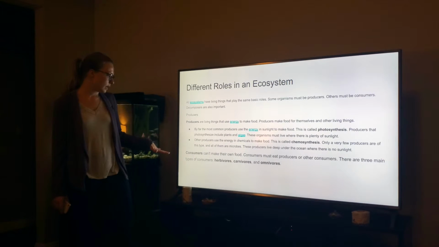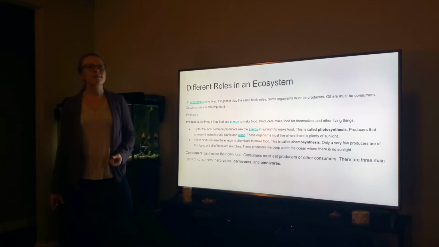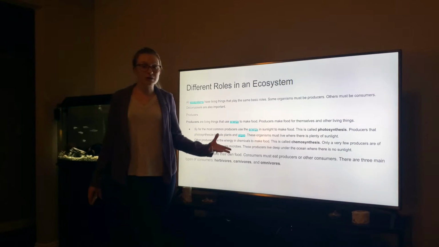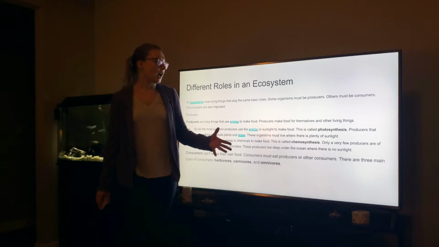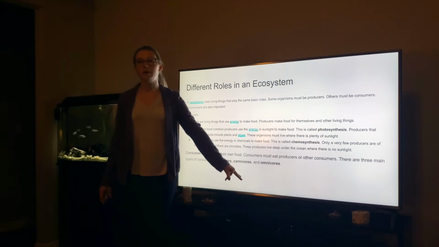Consumers can't make their own food. They need somebody to feed them. They need to hunt something. They need to graze on something. So they eat other producers or other consumers. And there are three types of consumers: herbivores, carnivores, and omnivores.